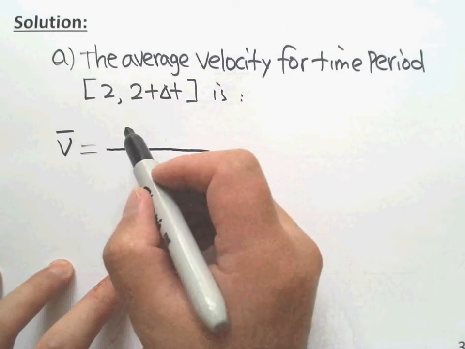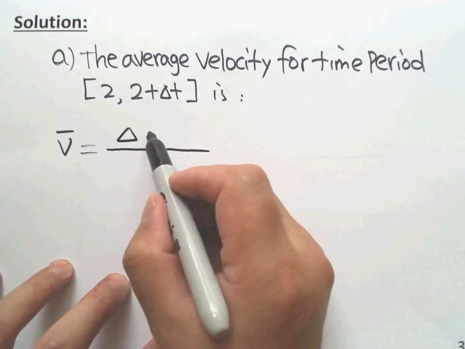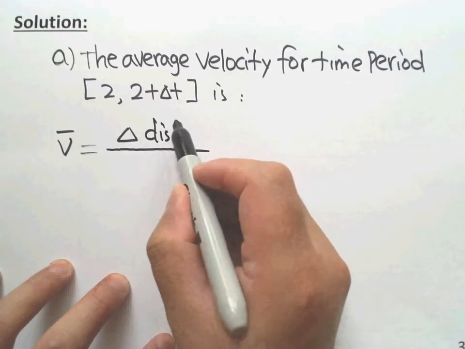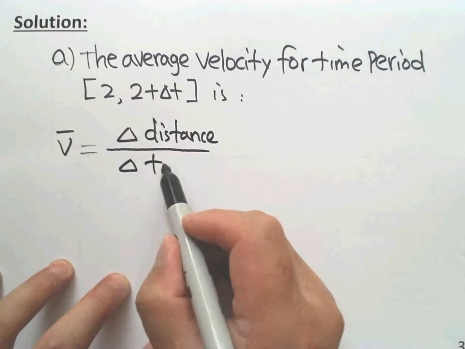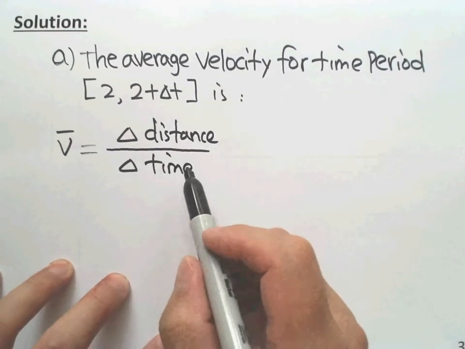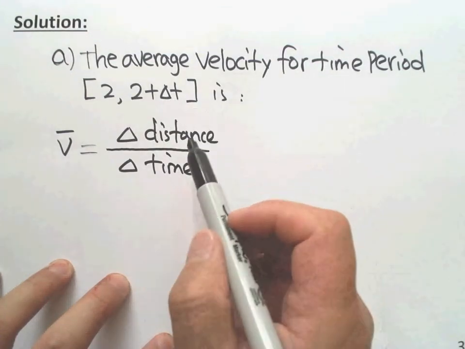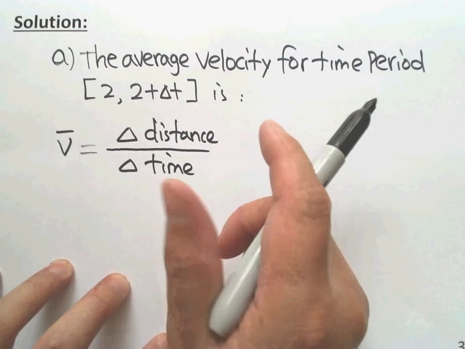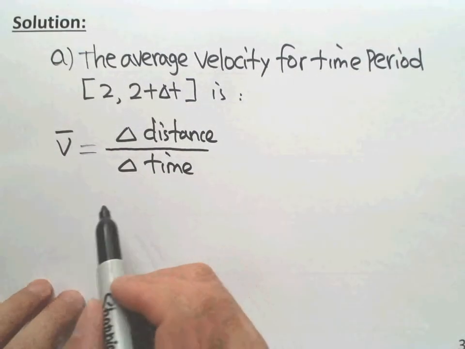this. The change in distance, or we say delta s, you know what that delta means. The change in the distance. This is delta t, which means the change in time. Change in time is delta t, right? Exactly delta t. The change in distance is the distance function between 2 and 2 plus delta t.